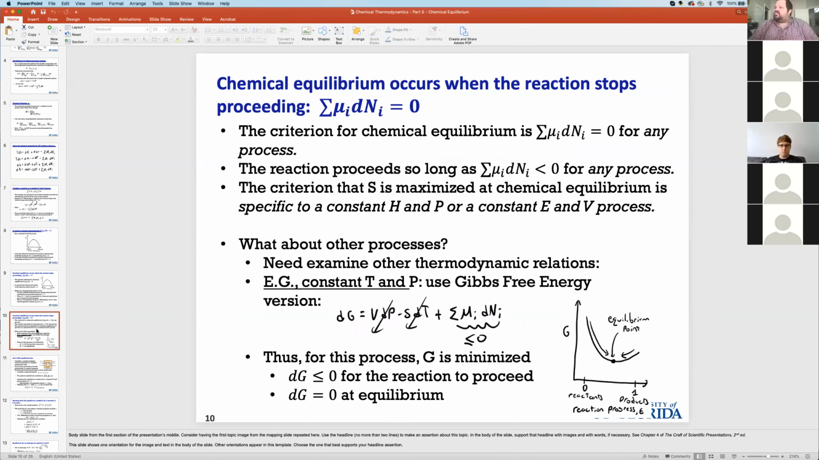And you can play this game for any other number of quantities that are being held constant. So what about other processes? You examine the other TdS relations and find the one that makes sense based on what is being fixed. At constant T and P, as I said earlier, you would be advised to use the Gibbs free energy version. So we have dG equal to the sum of mu_i dn_i. This term here is less than or equal to 0.